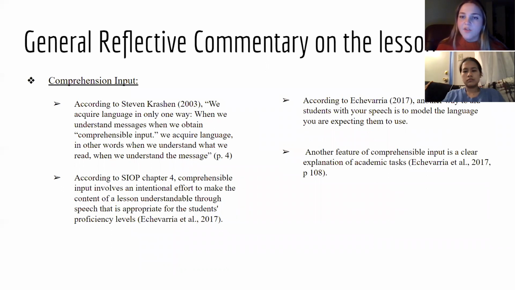Another feature of comprehensible input is a clear explanation of academic tasks. Mr. Weiser does this through gestures and visual aids. There's a list of questions on the wall that they can use to help them in the project. He locates them for the students and makes sure they know where their visual tools are.